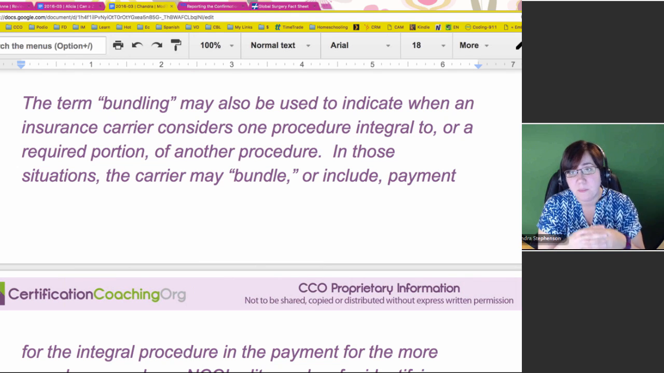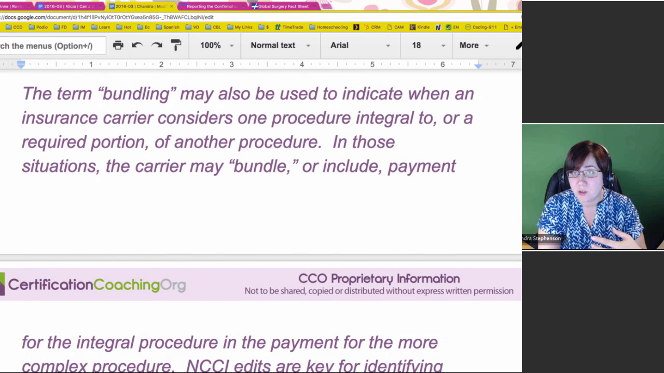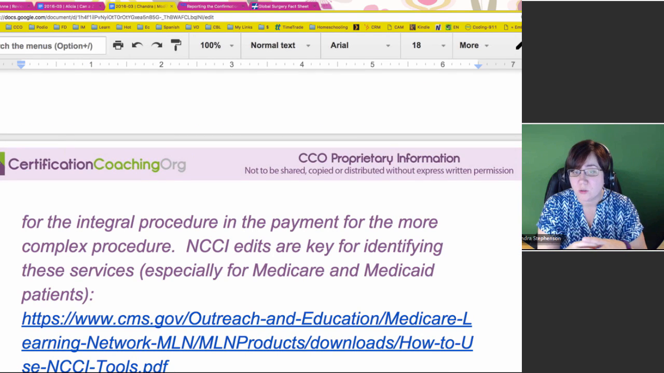It says you can't bill them separately. Now, sometimes they bundle things together that are usually performed together. And if they're performed separately or they're not integral to one another, that's where your modifiers come in. Modifiers are used to unbundle packages, right? To unbundle surgical packages, to unbundle the obstetric package, and to unbundle bundled procedures.